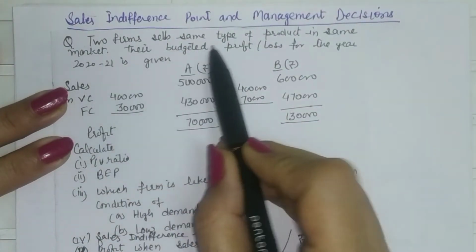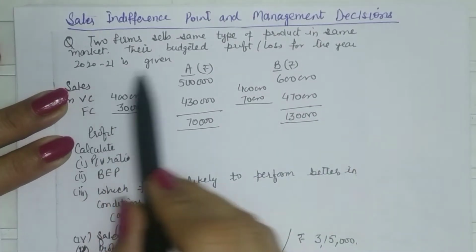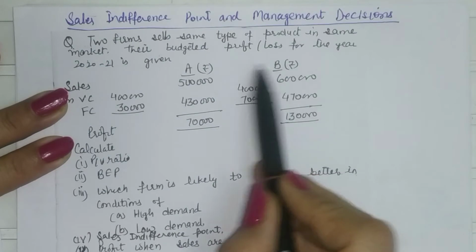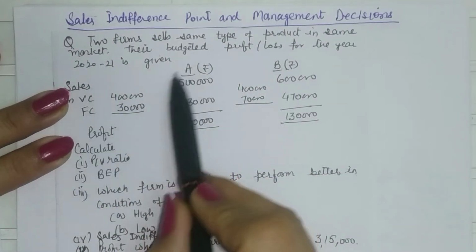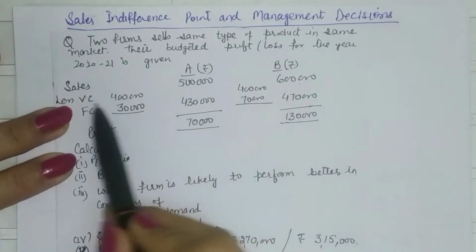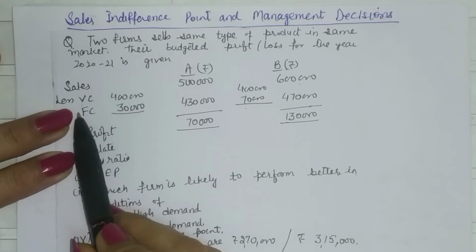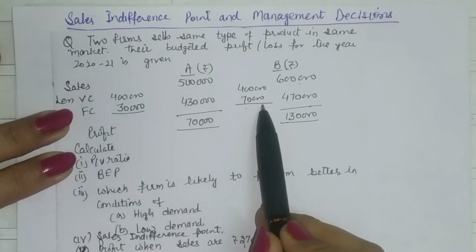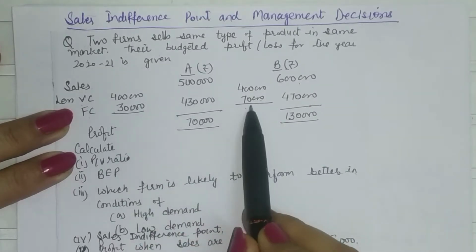Two firms sell the same type of product in the same market. Their budgeted profit or loss for the year is given. So you have two product lines, product line A and B. If you sell A 5 lakh, 6 lakh sales, the variable cost for these two levels is given and the fixed cost is also given. Now you see in product B, your fixed cost is more, 30,000 to 70,000.